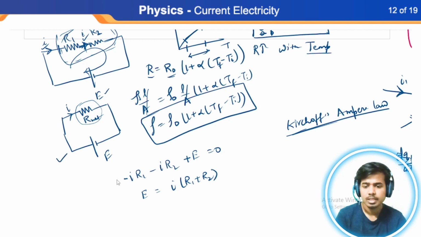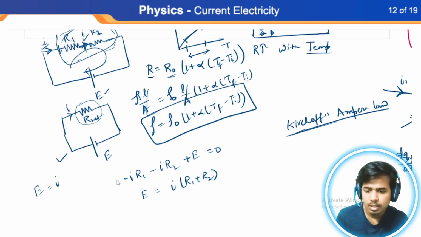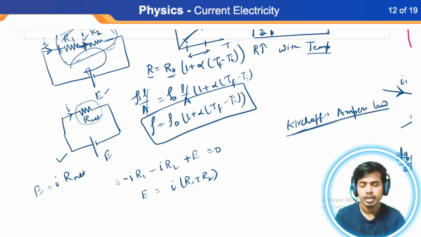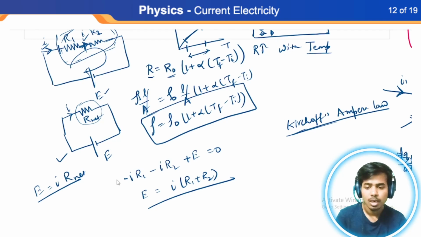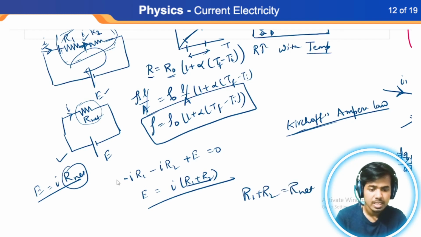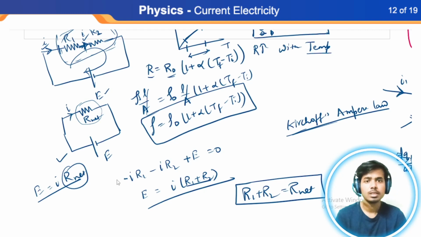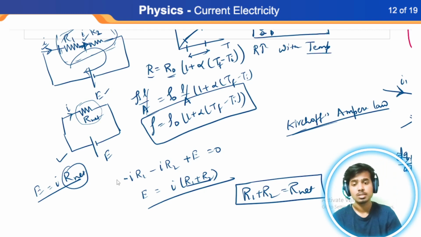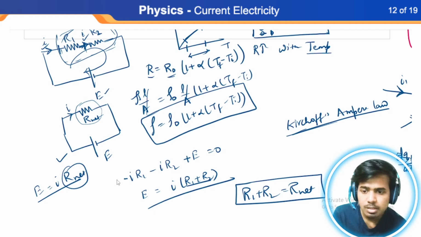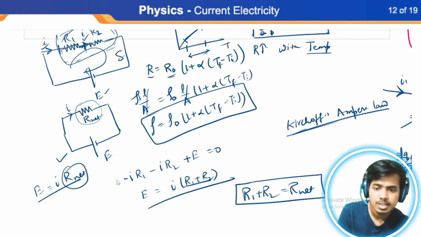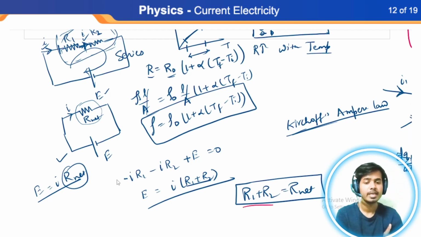For this circuit, can I write E is equal to I R net? Of course I can write, right? If I compare this equation with this equation, what do I find? R net is simply equal to R1 plus R2. So basically, whenever I connect resistances or resistors in series, right? It is one after another. So it is series combination. Then the resistance is going to get added up.